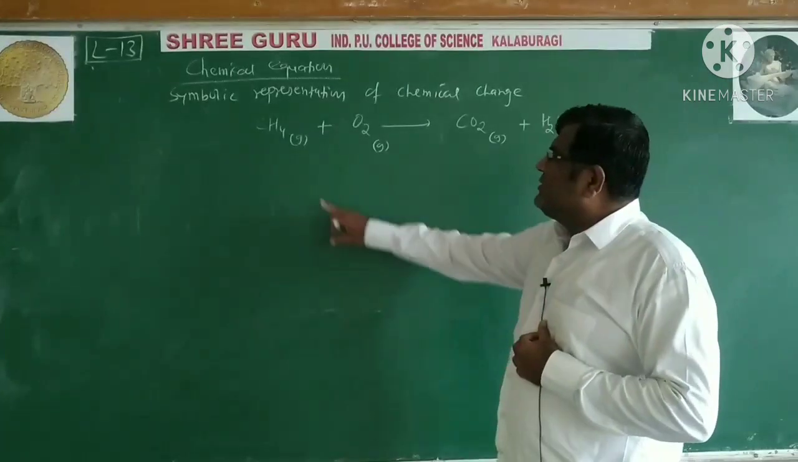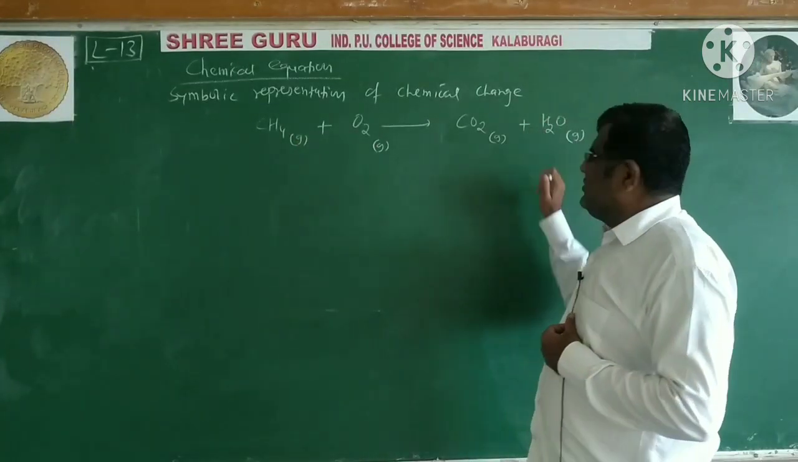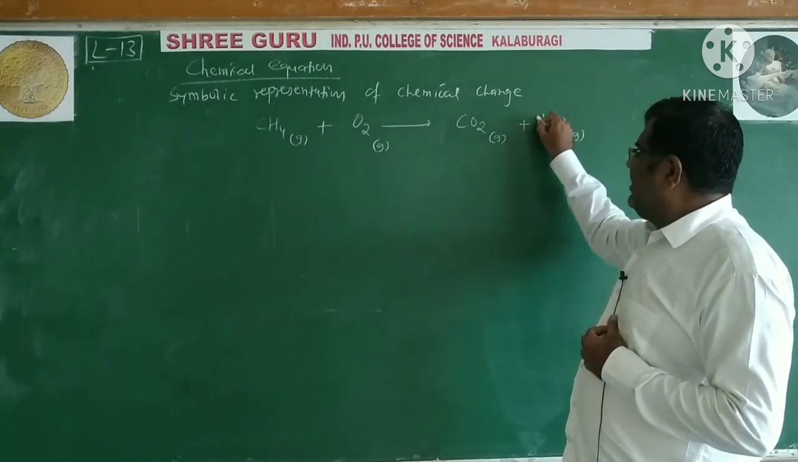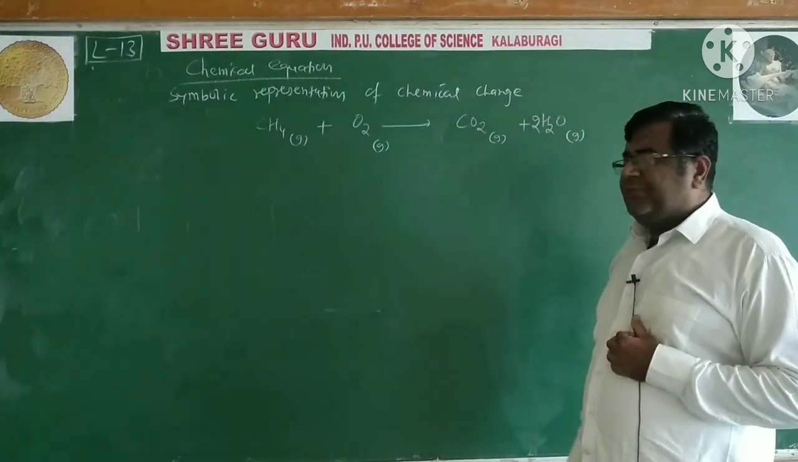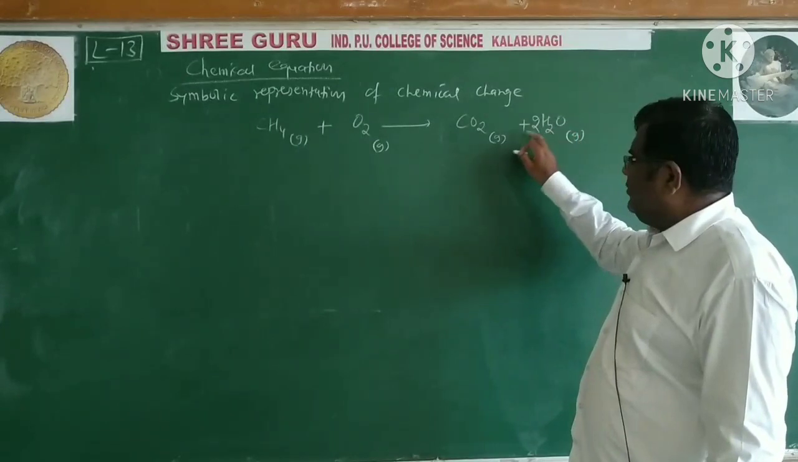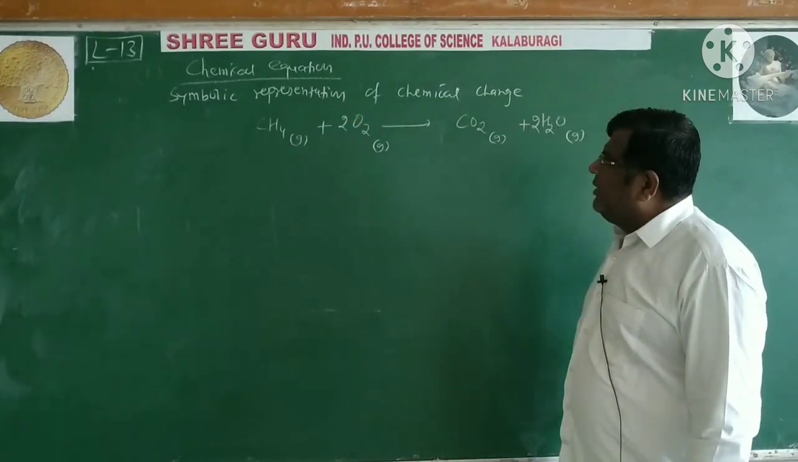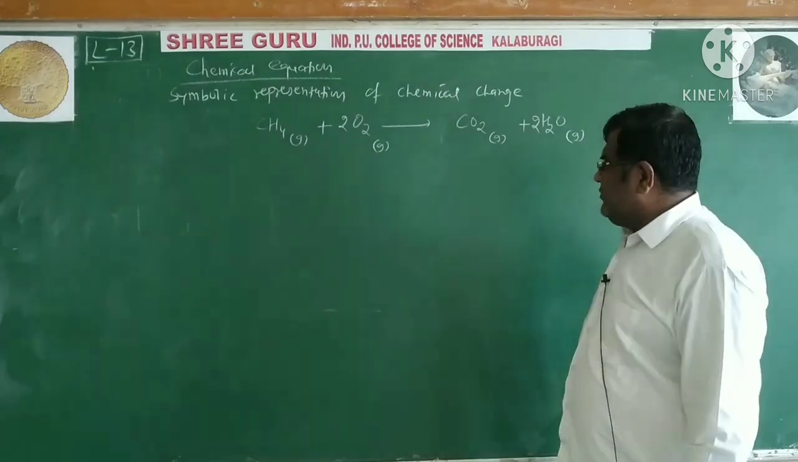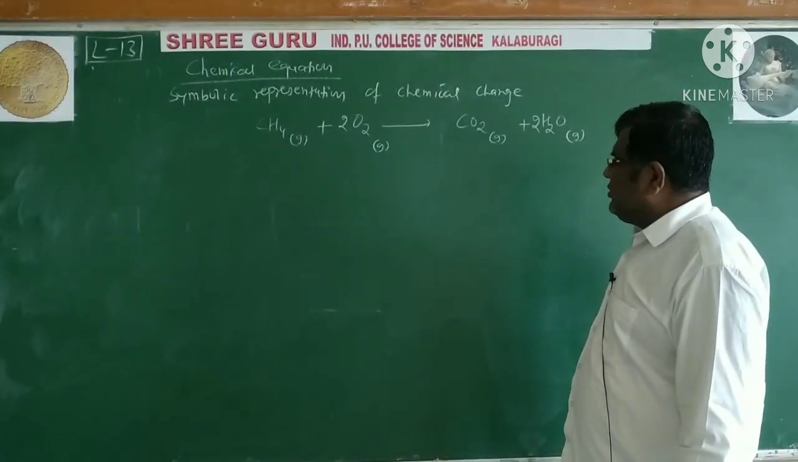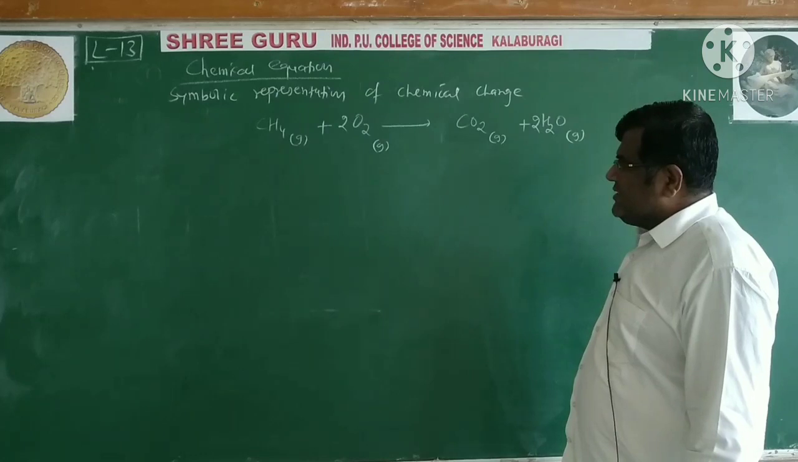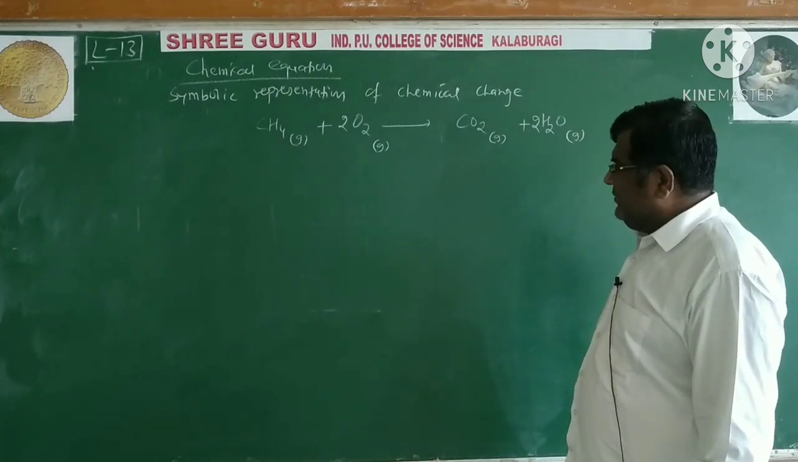There are 4 hydrogens here, only 2 hydrogens are here, so we can write this 2 here. Oxygens becomes 2 plus 2, 4, we can write here 2. I think this equation is balanced now. There is 1 carbon, 1 carbon, 4 hydrogen, 4 hydrogen, 4 oxygens, 4 oxygen, it is balanced.